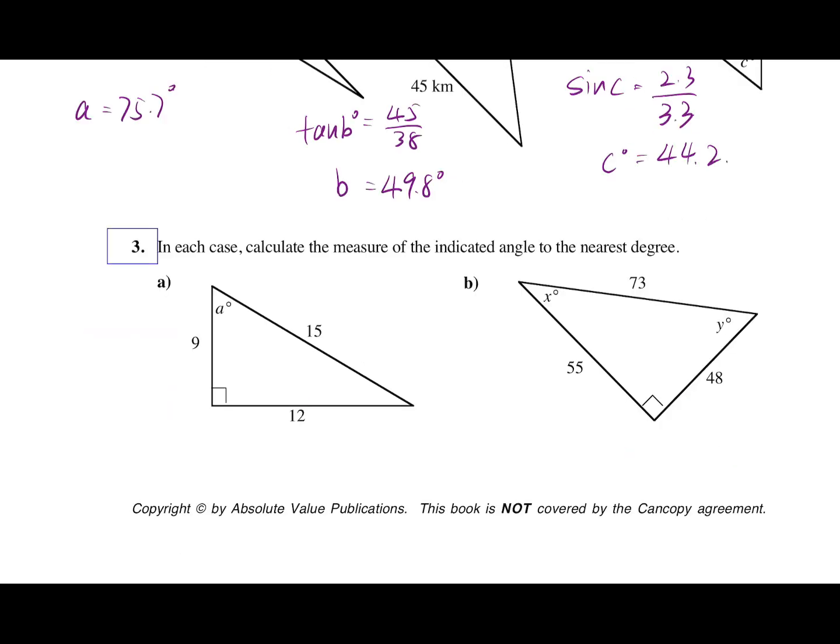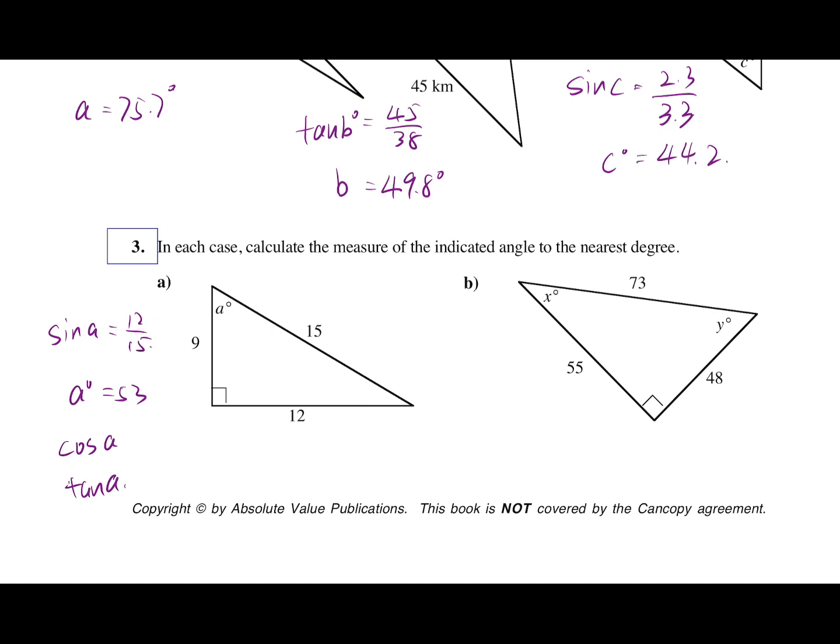Okay, and number 3, the first one, we can use sine A equals 12 divided by 50, so A is 53. But for this one, if you want to use cosine A or tangent, both are okay.